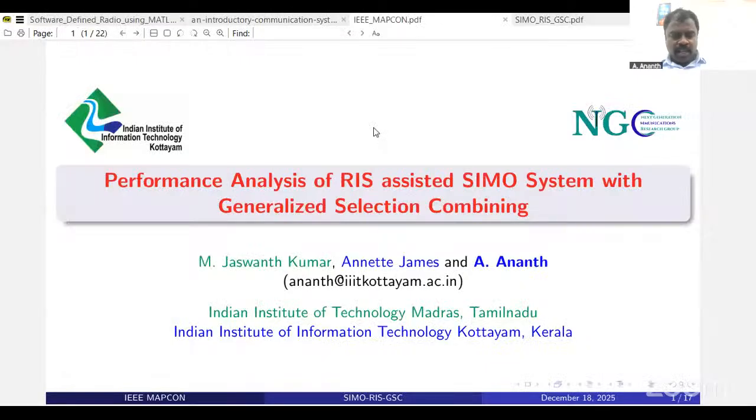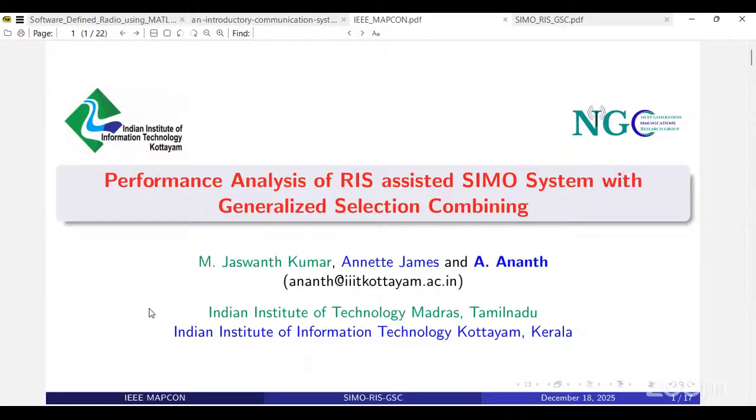Okay, so this is the system model we have proposed, and this is the title of our paper: performance analysis of RIS assisted SIMO system with generalized selection combining. Hope the screen is visible to all. Yes, sir. Thank you.